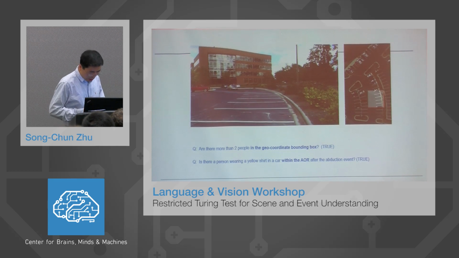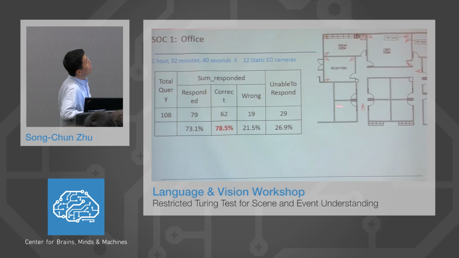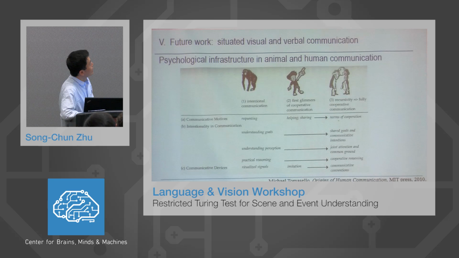So let me tell you how they do it. Then the indoor scene. This is what we did 2 months ago. We have 100 questions for this area, so the total is more than 1,000 questions. And we can choose no response. We just say we don't know. Actually, we don't want to talk about it. Just 29. That means we choose not to answer, not to deal with it. And for the ones we deal with, we got 78%. Anyway, I'll just quickly go through the future work.